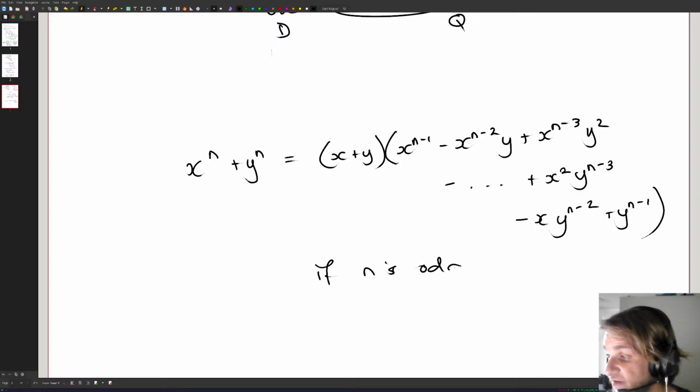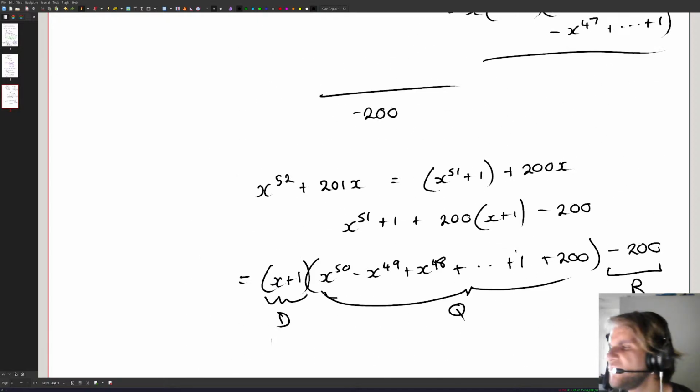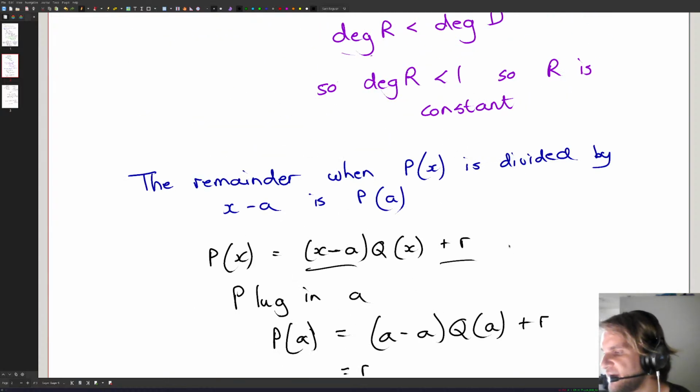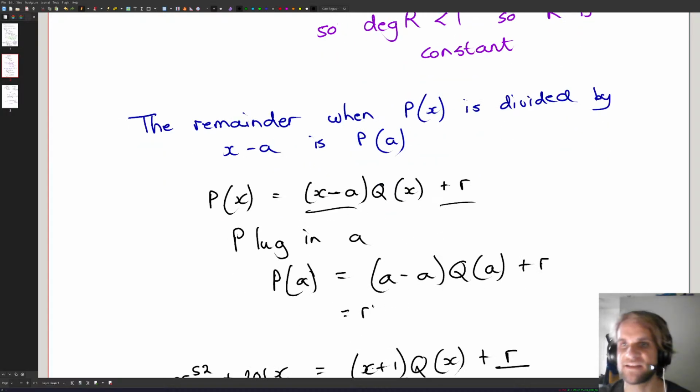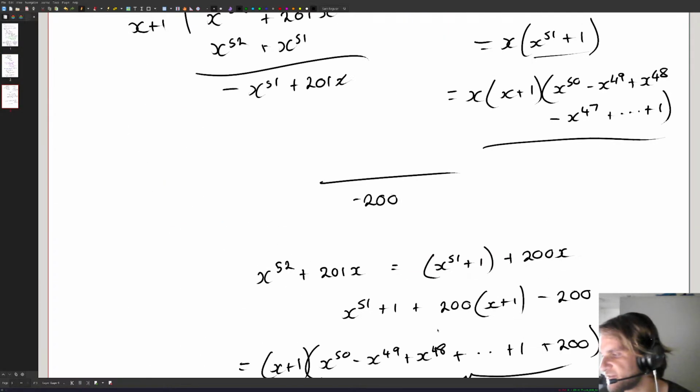You're always guaranteed to be able to find a quotient and a remainder that make this equation true, and that have the property that the degree of the remainder is smaller than the degree of the thing that you're dividing by. And so as a special case, when it's linear, you're guaranteed that the remainder is constant.